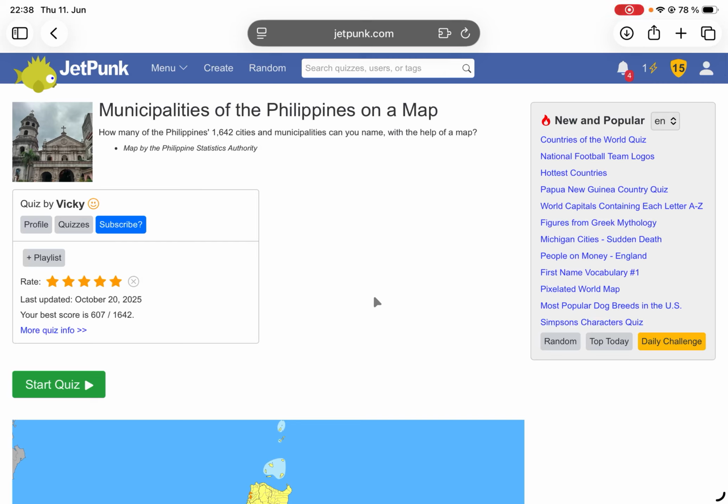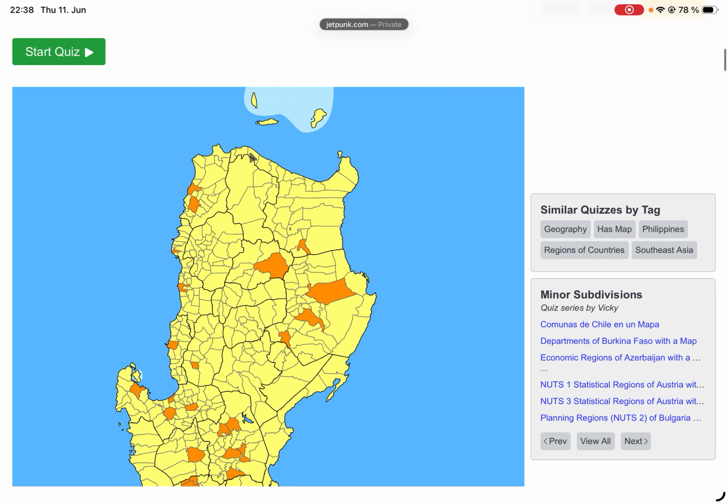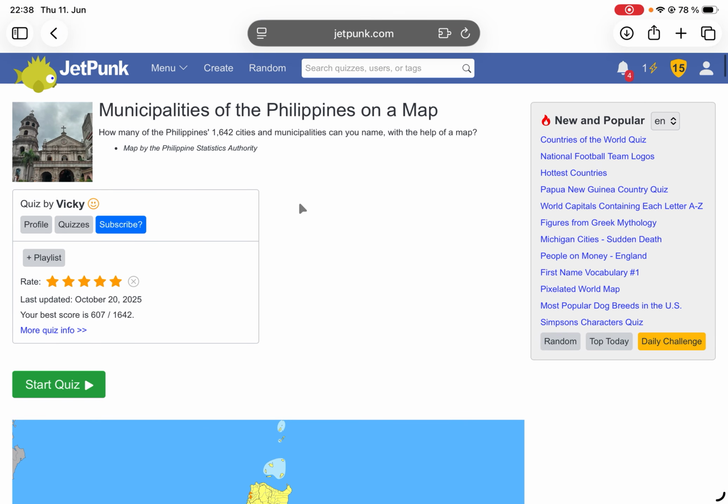Welcome to another video. This time I'm gonna try to name all of the municipalities of the Philippines. So the municipalities of the Philippines are actually the third level subdivisions. The first level subdivisions are the regions, and then you have the provinces, which are marked in black here. So yeah, I'm gonna try to name all of the 1,642 municipalities.